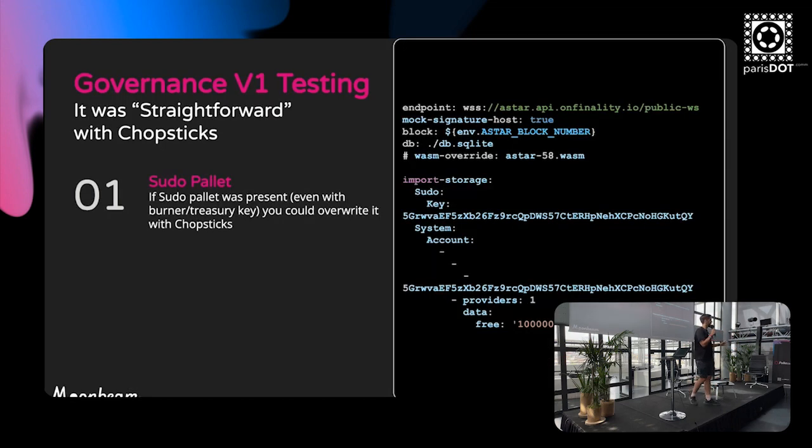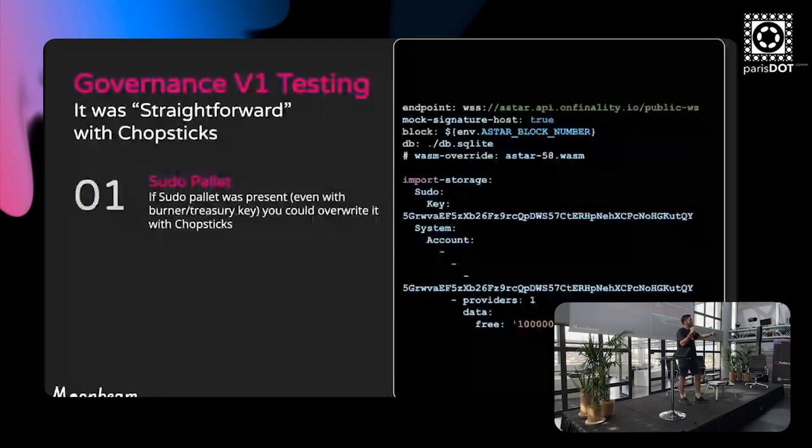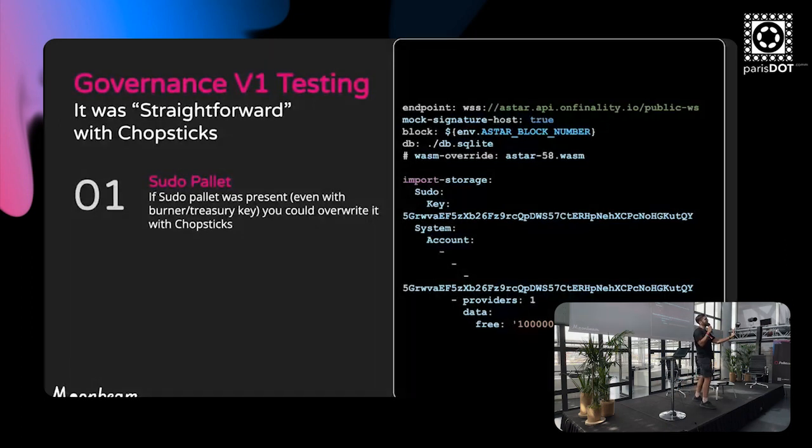In Chopsticks, you can actually, I think this is Astar's configuration, that they still have sudo. And so you could say, instead of sudo being a multisig, I can say Alberto is sudo. And so now Alberto has control over this fork of the network. It's not the real thing, so don't get scared. So Alberto has control of this clone of Astar, and I can do whatever I want in Astar. So I can just say, I want to execute this governance proposal really quickly, and it works.